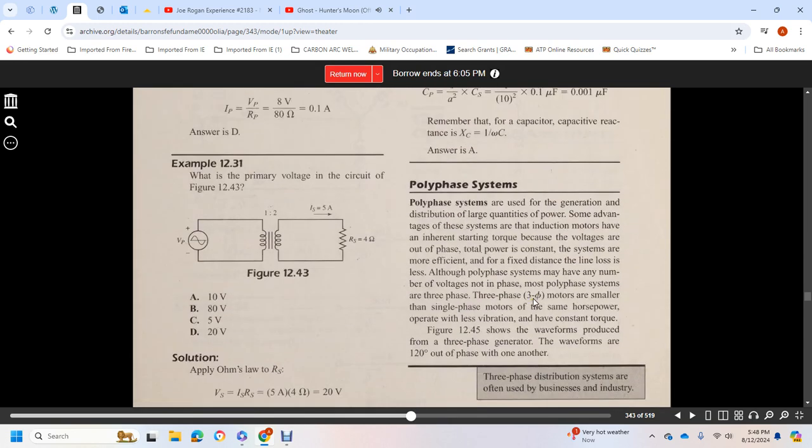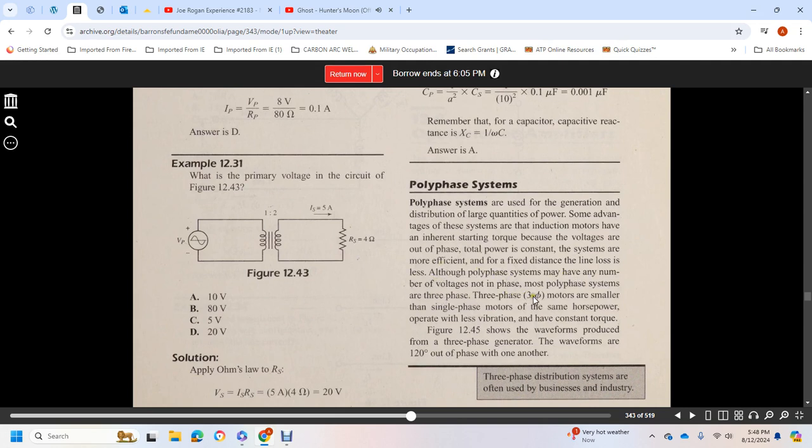Alright, polyphase systems. Polyphase systems are used for the generation and distribution of large quantities of power. Some of the advantages of these systems are that induction motors have inherent starting torque because the voltages are out of phase. Total power is constant. Systems are more efficient, with fixed distance of the line and less loss. Although polyphase systems may have a number of voltages that are not in phase, most polyphase systems are three-phase.